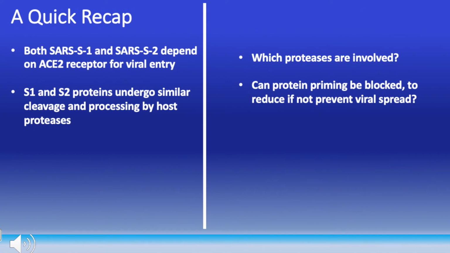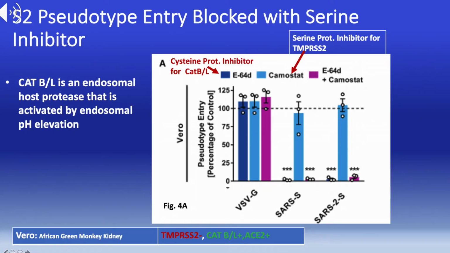To treat SARS-related disease in humans, can we prevent protein priming and block that process to reduce, if not totally prevent, viral spread and pathogenesis? SARS-1 spike protein can interact with cysteine protease CATBL or serine protease TMPRSS2 so that it can get primed and cleaved, enabling viral entry into host cells through membrane fusion.